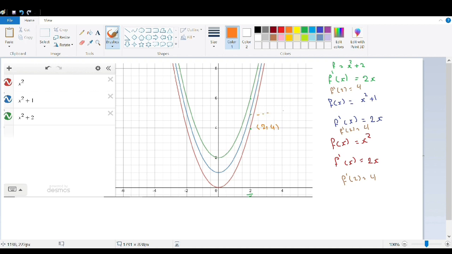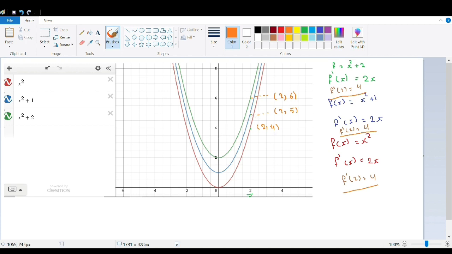For the blue one, we have the point here at x equals 2, and the point of tangency will be x squared plus 1, so 2 squared plus 1, which is equal to 5. For the green one, we have this point here at x equals 2, and so 2 squared plus 2 gives us 6. So these three functions have the same slope: this one is 4, this one is 4, this one is 4. They have the same slope at the point 2, but different points of tangency.